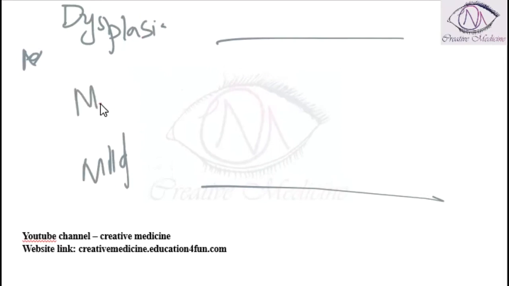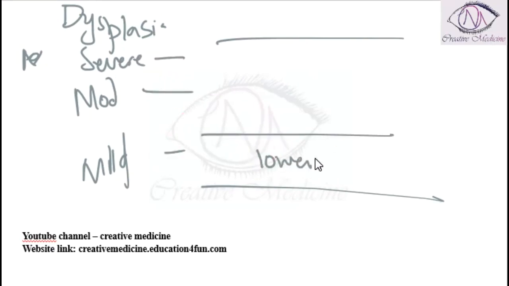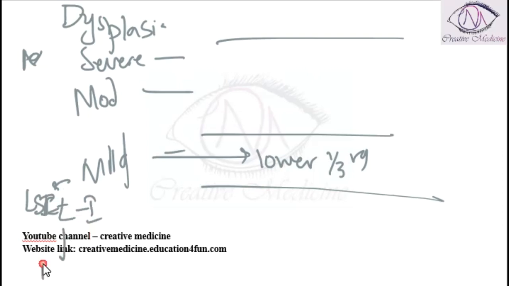Mild dysplasia. The dysplastic cells are limited to the basal one-third of the cervical epithelium. According to Bethesda classification, this mild dysplasia is called low-grade squamous intraepithelial lesion. According to the older system, this was graded as cervical intraepithelial neoplasia type 1.